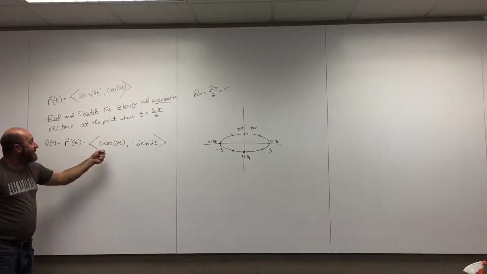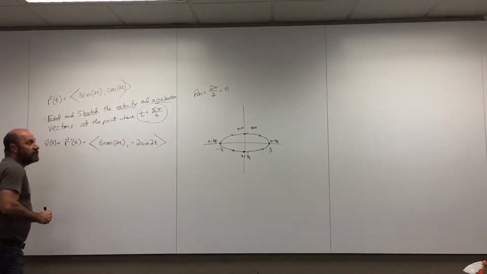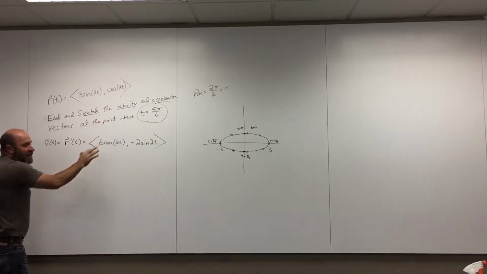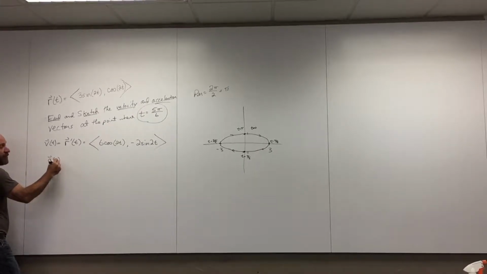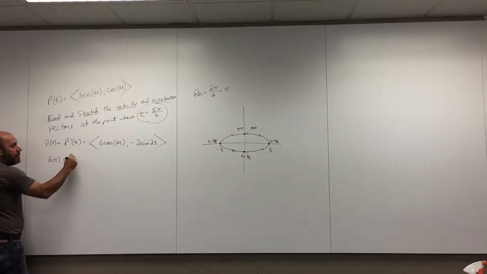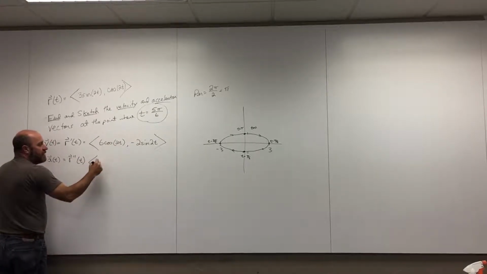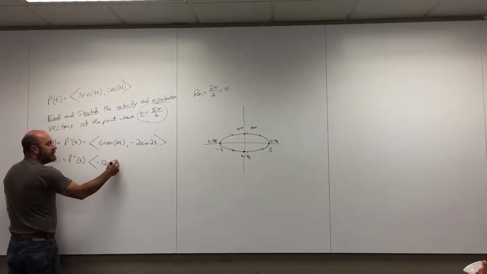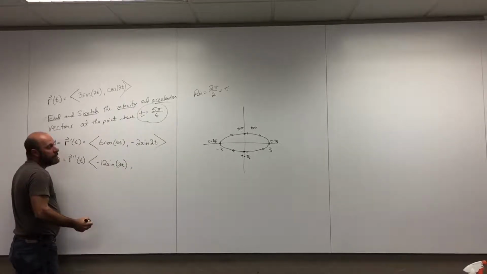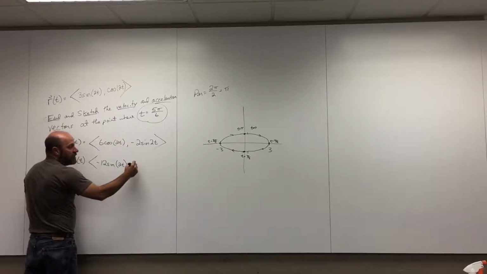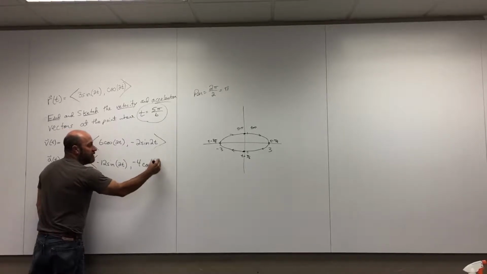I want this at the point when t equals 5 pi over 6. I'll plug that in in a second. Let's go ahead and get the second derivative. The acceleration vector is the second derivative of position: negative 12 sine 2t, comma, negative 4 cosine 2t. Okay, this is good stuff.